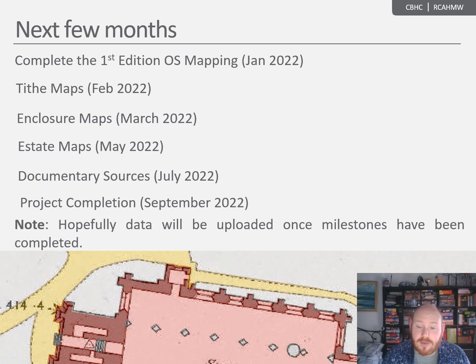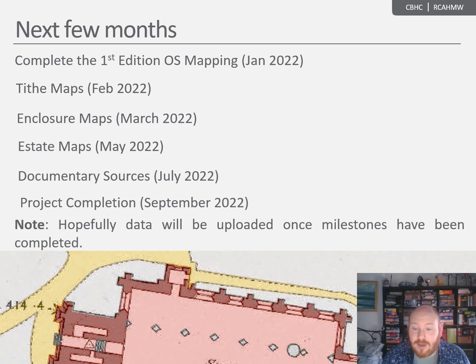So in terms of the timetable going forward until the end of September, when the project comes to an end, over the next week or so, we hope to have all the first edition OS mapping completed. The first edition OS mapping itself is online and ready to look at now, and we hope to have the polygons uploaded by the end of next week.